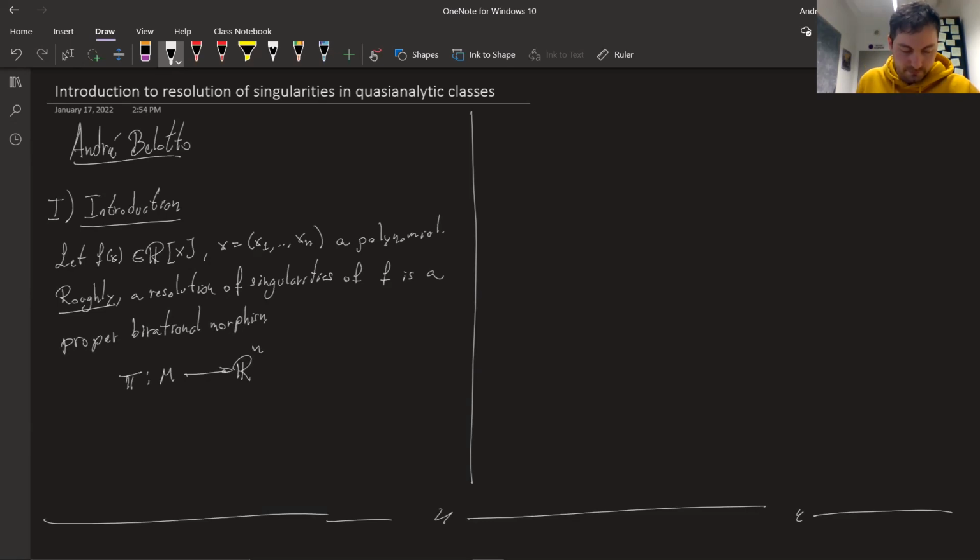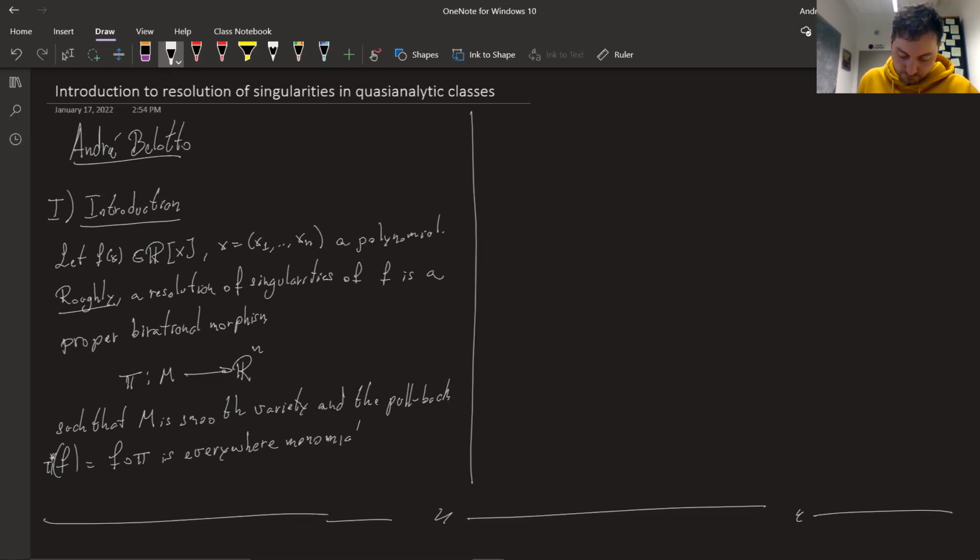pi from M to Rn, such that M is a smooth variety, and the pullback, for which we use the notation pi star of f, which in this case is just the composition of f with this morphism pi, is everywhere monomial.